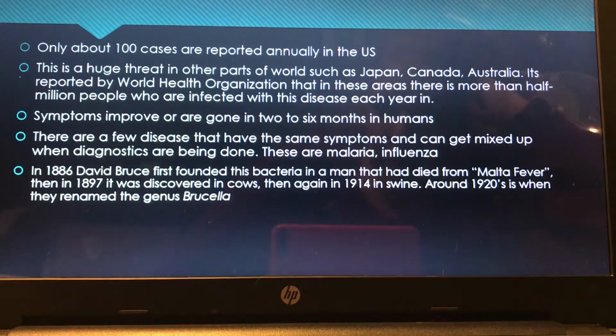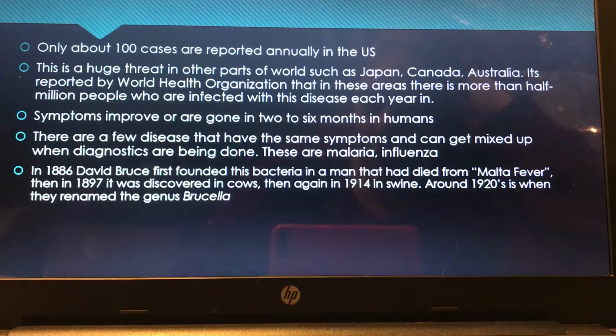Only about 100 cases are reported annually in the United States. But this is a huge threat in other parts of the world, such as Japan, Canada, Australia, Mexico, Africa, India, and South Africa. It is reported by the World Health Organization that in these areas more than 500,000 people are affected with this disease each year. It's obviously a lot more than in the U.S.